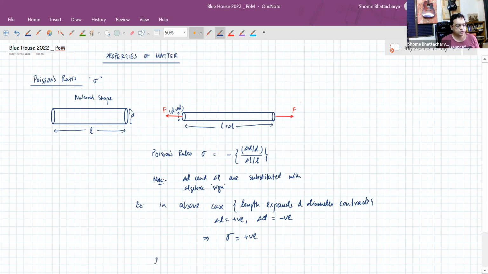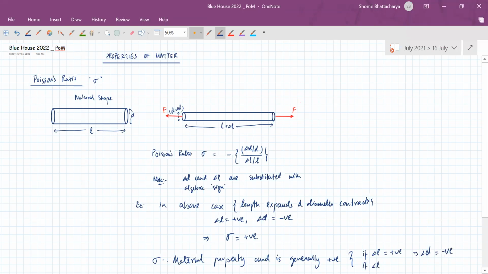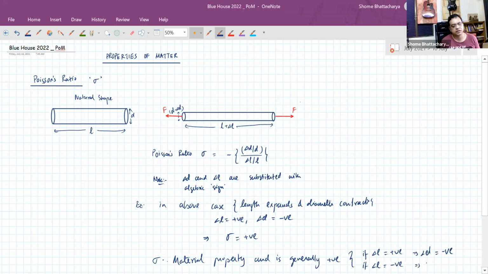So this Poisson's ratio is a material property, and is generally positive, which means that if delta L is positive, then delta D should be negative. And if delta L is negative, then delta D should be positive.